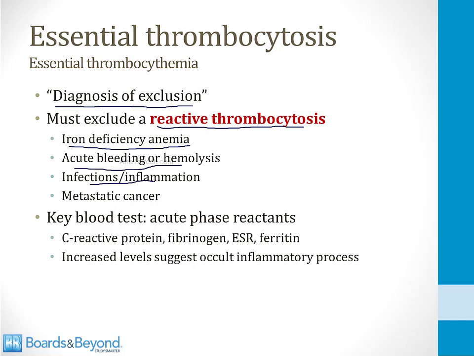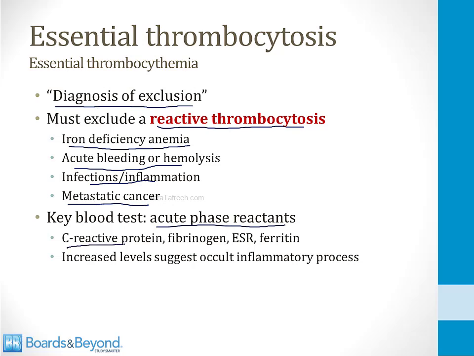Infections or inflammation can also raise the platelet count, and finally cancers, especially metastatic cancers, can be associated with a rise in the platelet count. So key blood tests when you think a patient might have essential thrombocytosis include measurement of the red cell count, obviously to exclude anemia, and also tests for acute phase reactants.